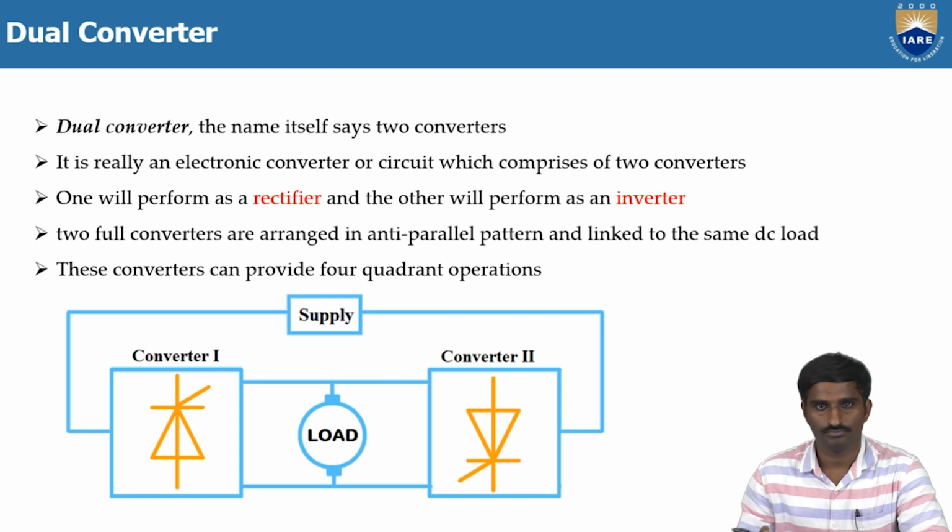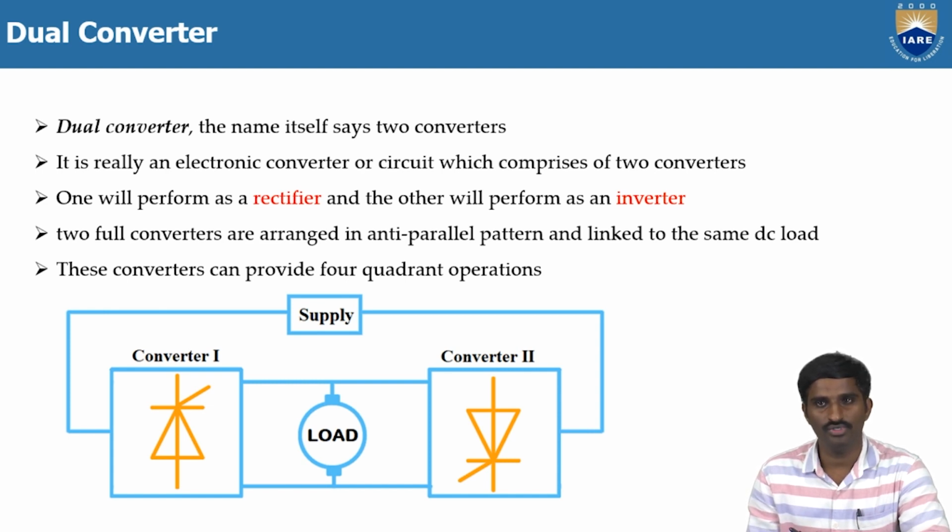Here in the picture, as you can see, converter 1 and converter 2 are connected in anti-parallel, and in between converter 1 and converter 2 we have connected a common load. The input of converter 1 and converter 2 is also given from a common supply. Even though there are two converters, the input is a common supply and the output is a common load.